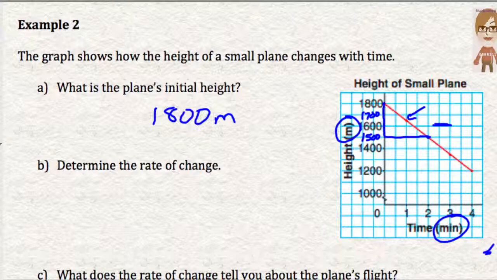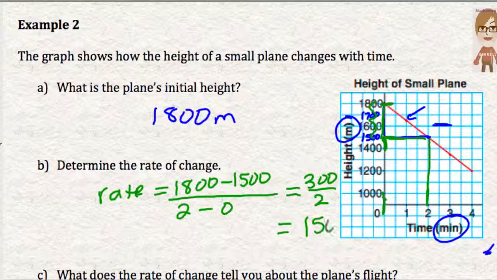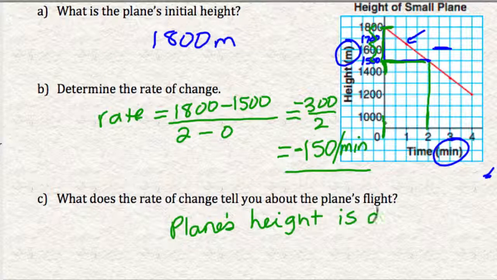So what I want you to notice on the graph is from 1,800 down to 1,500, that's a change of 300. And for run, so that was the rise, that's the vertical number. The run goes from 0 up to 2. When we take 300 and divide it by 2, we get 150. But one thing we have to do to this answer is we have to make it negative. What this rate tells us about the plane's flight is that the plane's height is dropping 150 meters every minute.